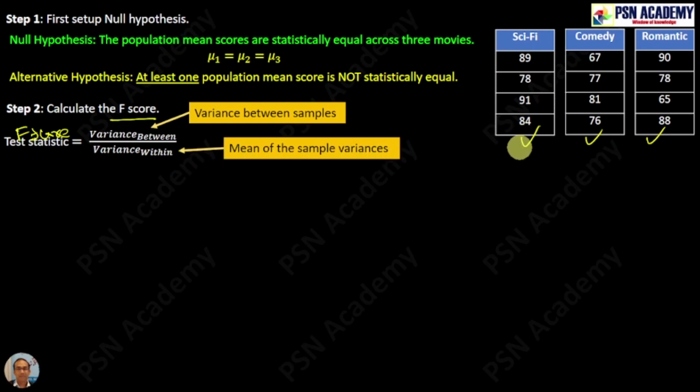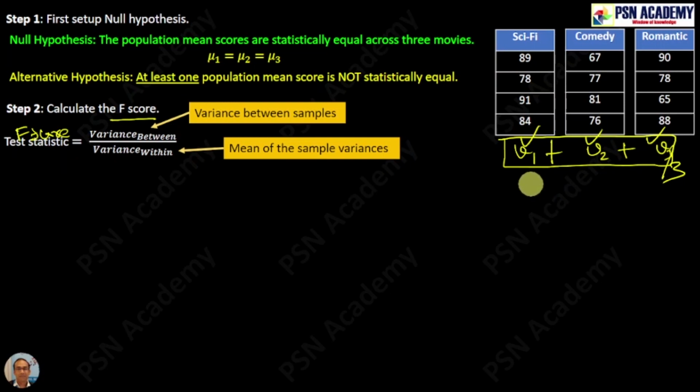That means you have some sample variance over here, that is V1. Here you have sample variance V2. You have sample variance V3. Okay. So you take the mean of these three. That means you add these variances and divide by 3. So that will be your variance within.